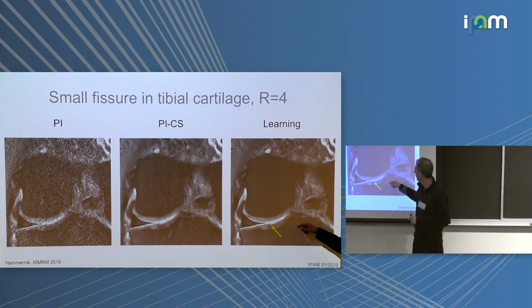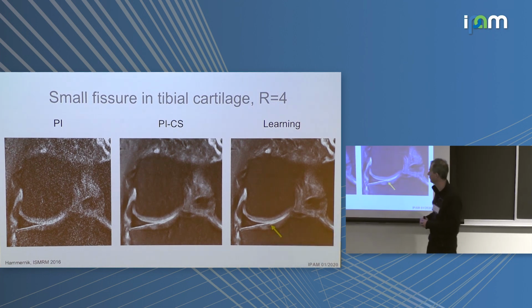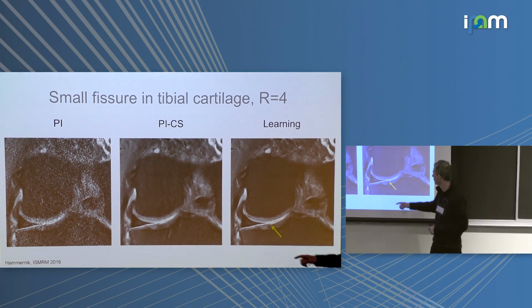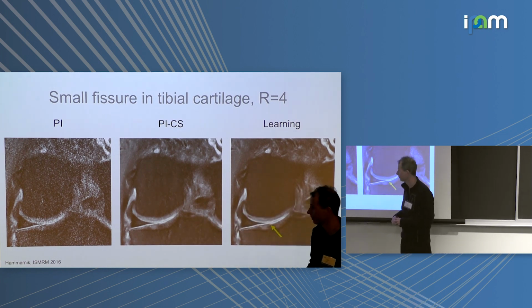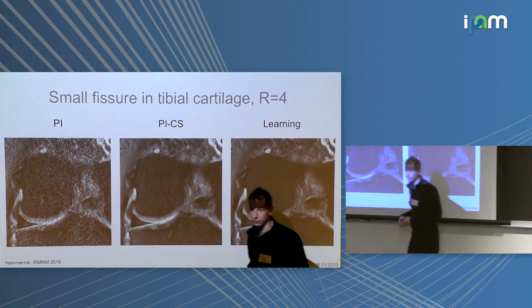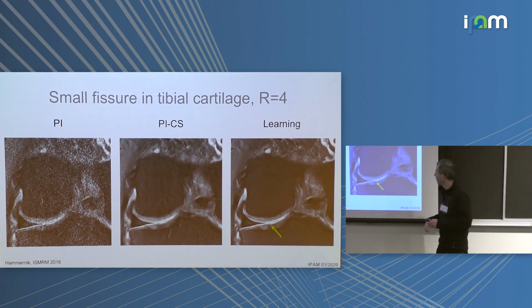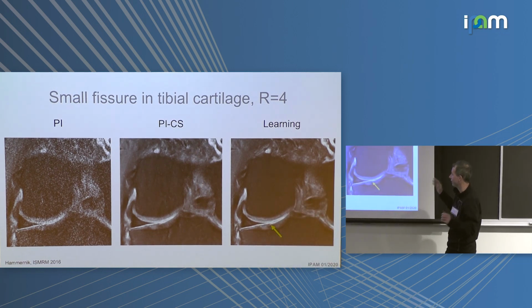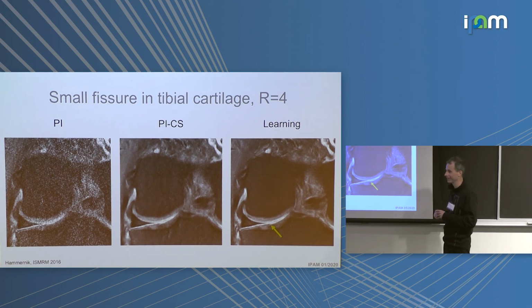So here, this is a very, very tiny pathology, damage in the cartilage of the knee. And I think you can actually see it a lot better here than in the compressed sensing reconstruction. And obviously, parallel imaging reconstruction is super noisy. So this got the clinical attention, and then we could measure lots of data, and people were interested. So that really helped spark interest in this.